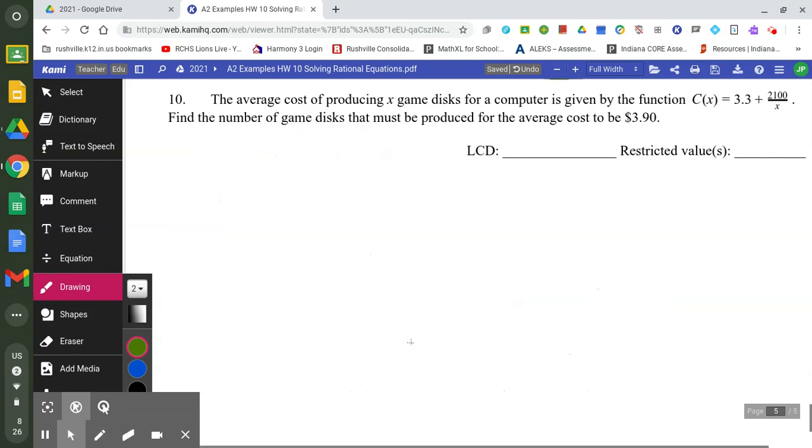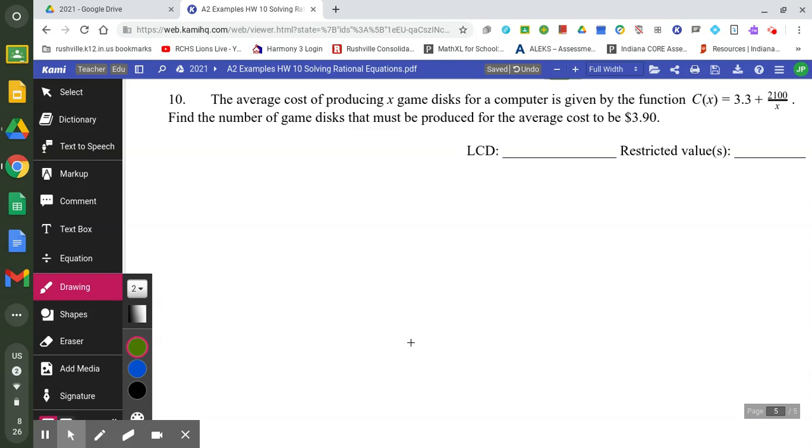Okay, then the last one, of course, is a word problem. The average cost of producing x game disks for a computer is given by the function c of x equals 3.3 plus 2100 over x. Find the number of game disks that must be produced for the average cost to be $3.90.